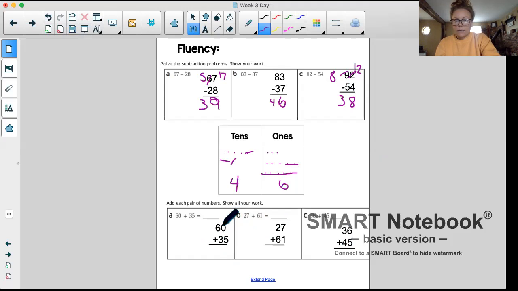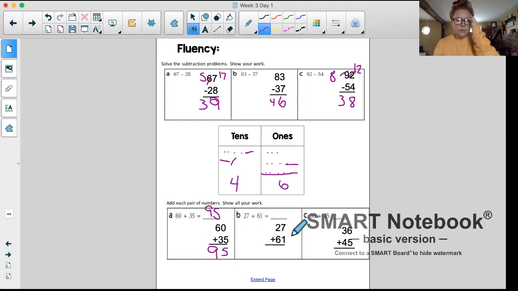We again start in the ones place. So 60 plus 35, we start with adding 0 plus 5, which is 5, and 6 plus 3, which is 9. So your first sum for answer here, 95.